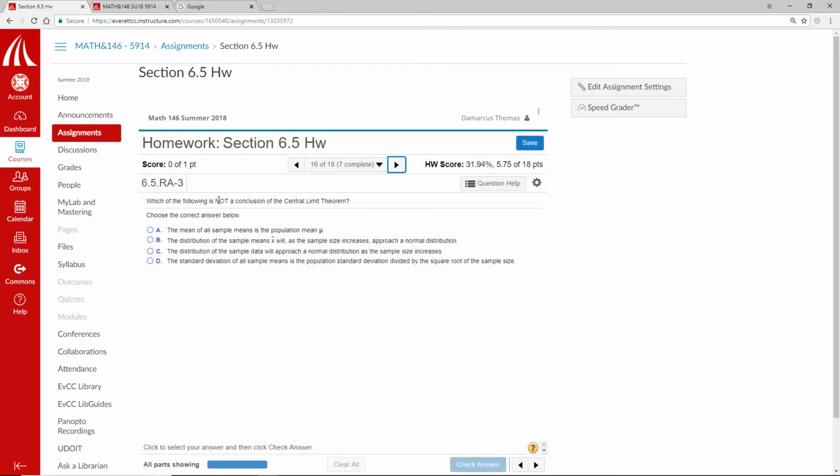Which of the following is not a conclusion of the central limit theorem? Oh, this will be a good problem to put on the final exam. Some question like this, right? Now, some of these questions aren't so clear too. Which of the following is not a conclusion? The mean of all the sampling means is the population mean. The distribution of the sample means will, as the sample size increases, approach a normal distribution. The distribution of the sampling data will approach a normal distribution as the sample size increases. Or the standard deviation of all sample means is the population deviation divided by the square root of the sample size.